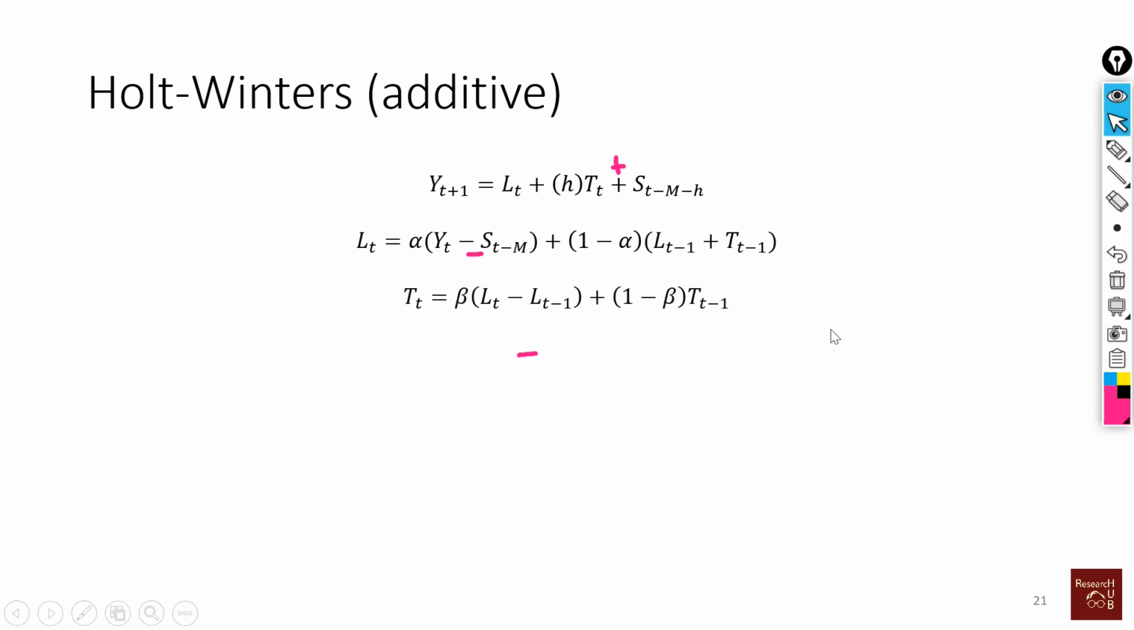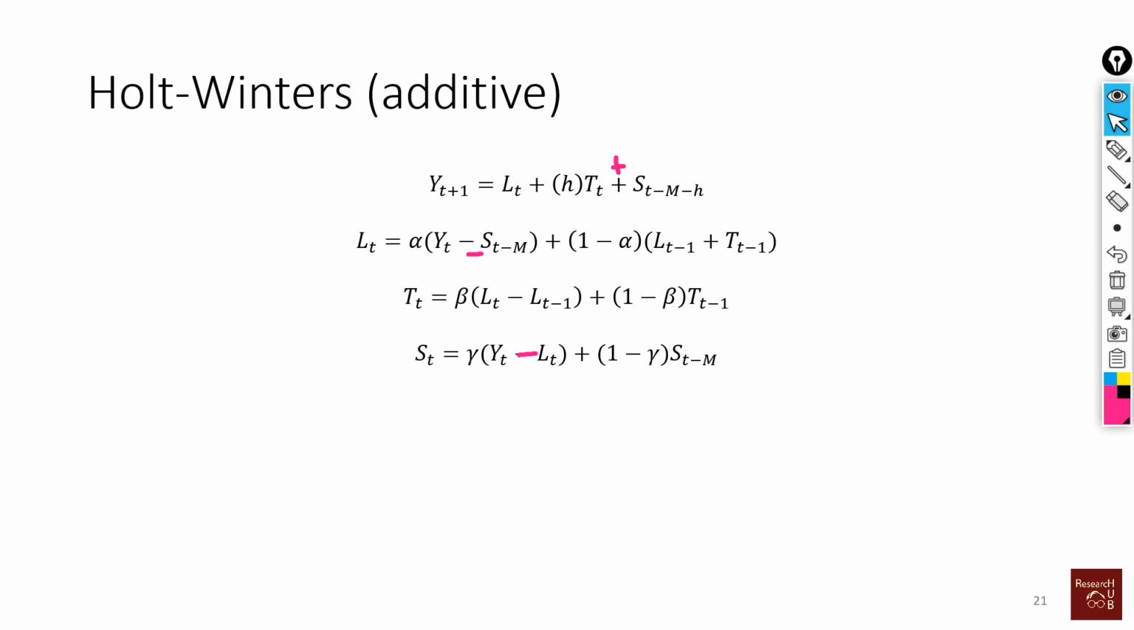Okay, and our TT actually remains the same as in the multiplicative model, and our ST. So here you see we are using minus instead of division. Instead of dividing the YT by LT, we are just using minus. So these are the only three differences between the multiplicative and the additive Holt-Winters model.